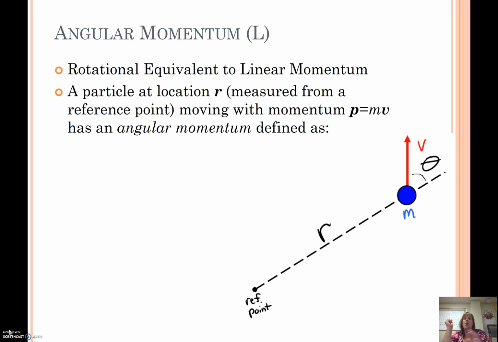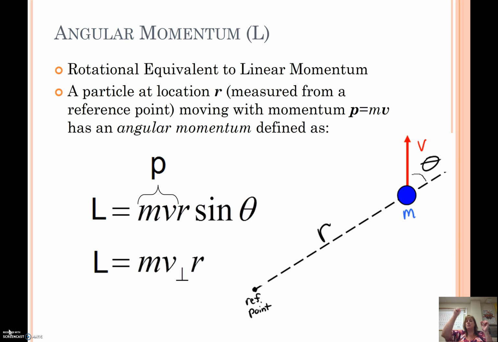But all angular quantities, remember, are different from their linear quantities by including an r, a distance measured from some reference point. So let's say I have this golf ball moving with some linear momentum. I could calculate its angular momentum, even though it doesn't look like it's moving in a circle. I could calculate it by taking the mass times the velocity, so my linear momentum, and multiplying by the distance from that reference point. So the angular momentum, L, is mass times velocity, our linear momentum component, times r, the distance from some reference point, usually a point of pivot, times the sine of theta.